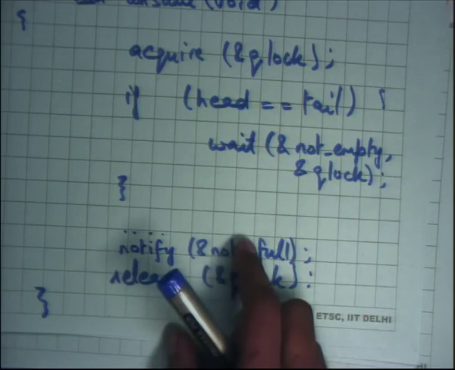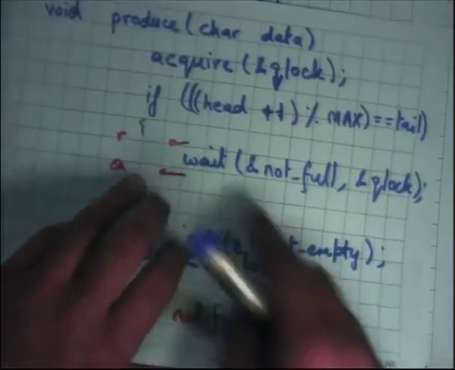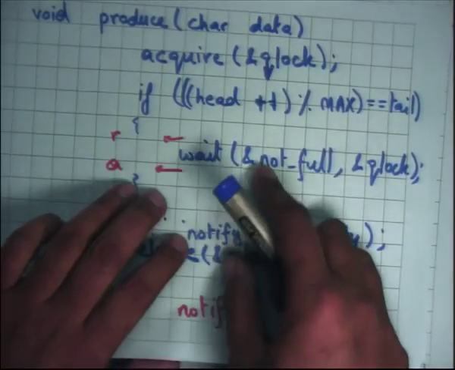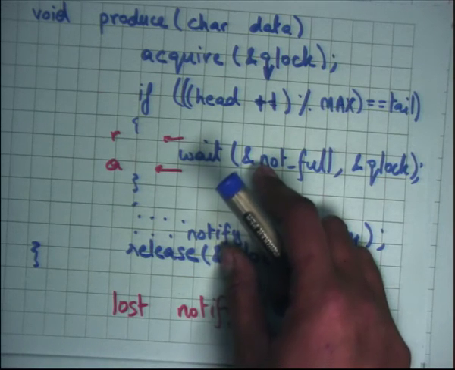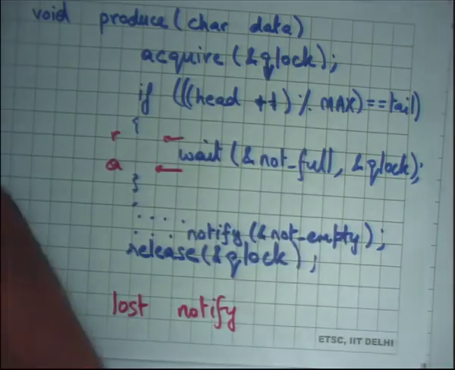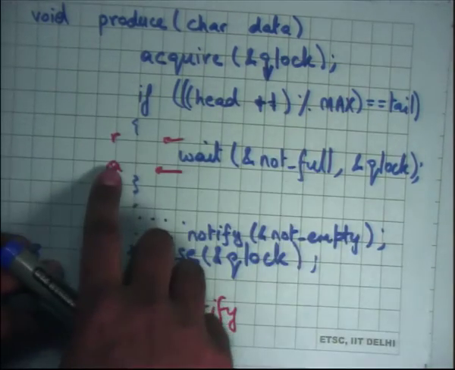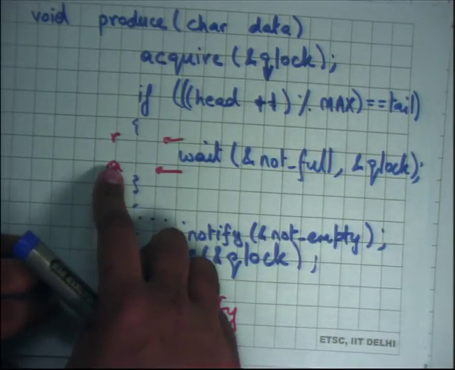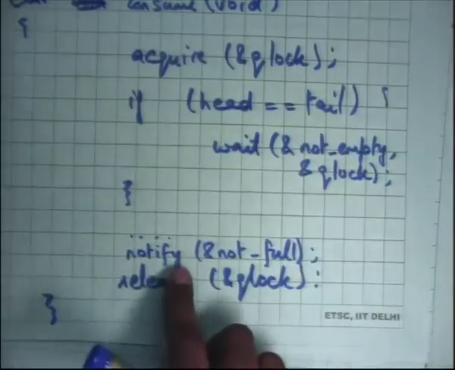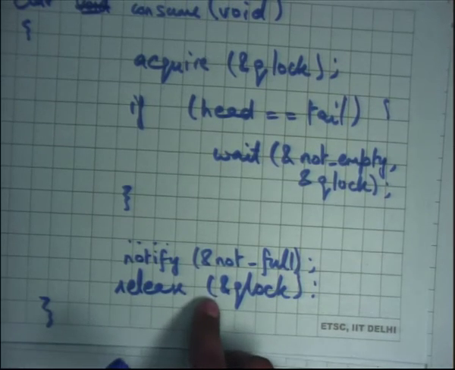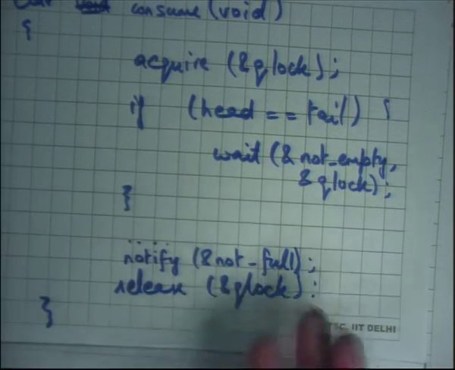When it signals not full, it basically looks at all the threads that are waiting on the not full. In this case, there is only one thread that's waiting on the not full, and it's going to wake it up. The thread is going to get woken up, and the first thing it's going to do is try to acquire the lock. Is it going to get the lock immediately? No, because in this code here, the consumer hasn't released the lock yet.